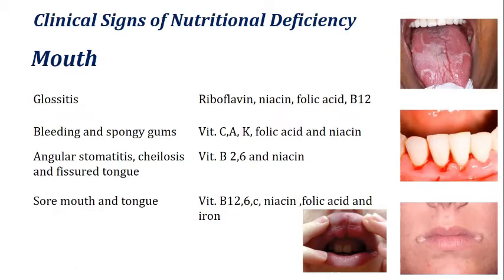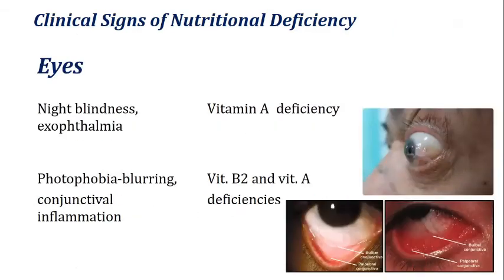Okay. And if we go further, the eyes: exophthalmia. It means an abnormal protrusion of the eyeball or eyeballs, like this. This can be due to vitamin A deficiency. Photophobia, blurring, conjunctival inflammation or inflammation in the eye can be due to vitamin B2 and vitamin A deficiencies.